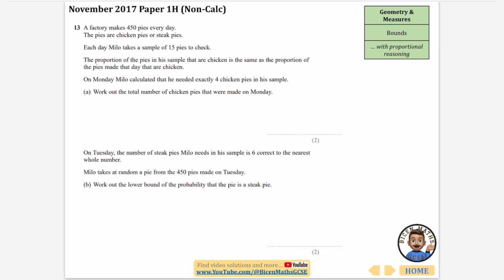So this one is from a non-calculator paper. The first part is not to do with bounds, but the second part is. So let's read what we've got here.